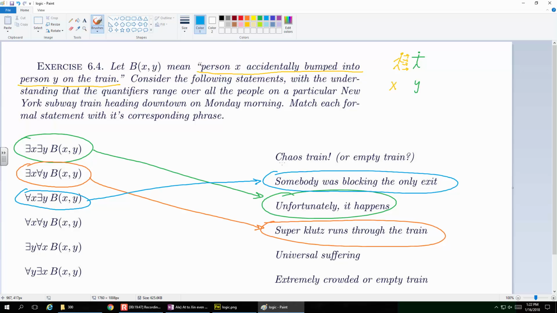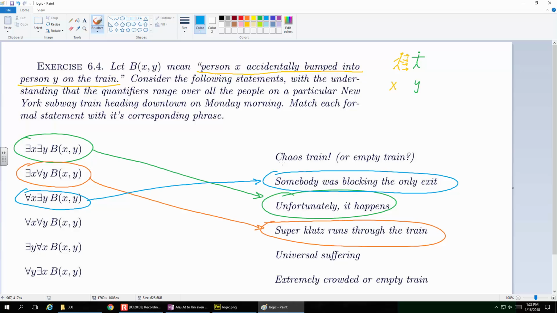That's random. Do you mean the statement 4? Yeah. Everybody bumps into everybody, chaos train. Including yourself, by the way, which is really insane. Oh, I'd say it sounds more like universal suffering, though. It sounds kind of universal. So that seems to be better. So wouldn't universal suffering be the next one?